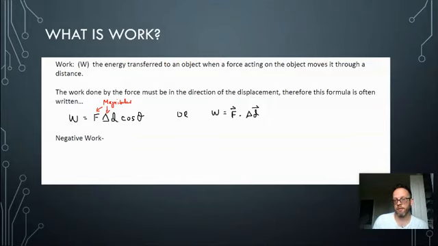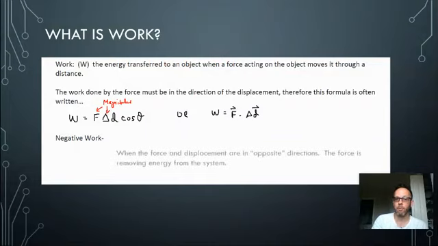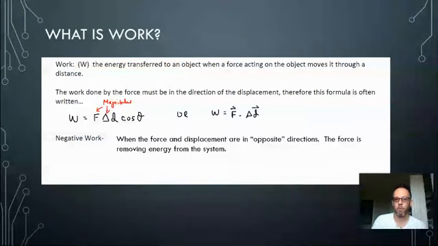So this formula is interesting because if you've taken the grade 11 course, you know that the cosine for angles that are bigger than 90 degrees, between 90 and 180 anyway, are negative. So you can actually have negative work using this formula. And that happens when the force and the displacement are in opposite directions.